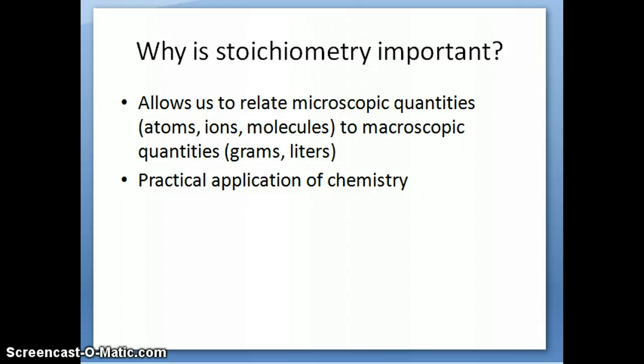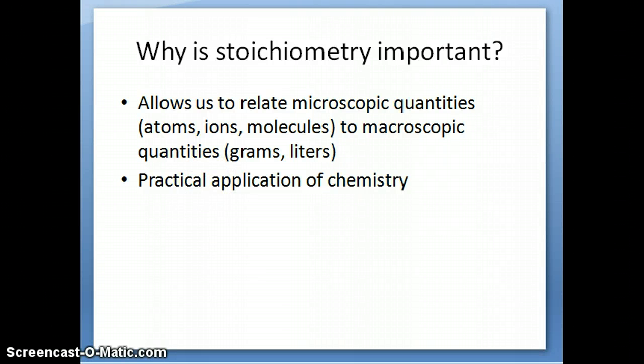So why is stoichiometry so important? Well, there are two main goals for people who study stoichiometry. One is very important because it allows us to relate microscopic quantities, things like atoms, ions, and molecules, to macroscopic quantities, things that we can measure in terms of units of grams, liters, and other units of masses and volumes. The other thing that's very important is that stoichiometry has very much a practical application in chemistry.